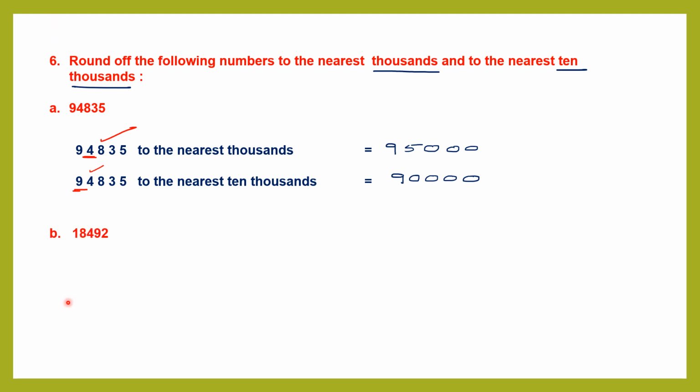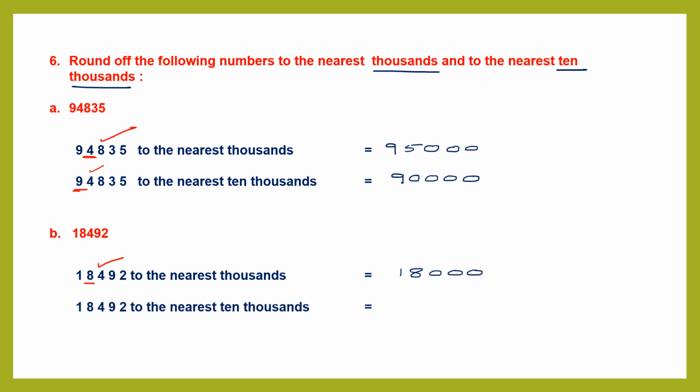Question B, we have 18,492. We are going to round it off to the nearest thousands first. That means we're going to underline the digit in the thousands place. Ones, tens, hundreds, thousands. So we have 8 in the thousands place. Next step, look at the digit to its right. It is less than 5. That means 8 will not change. It will remain the same. And the digit to its left will remain the same. All the digits to its right will change to zeros. So 1 will be the same, 8 will be the same, and we'll put 3 zeros. So your answer is 18,000.